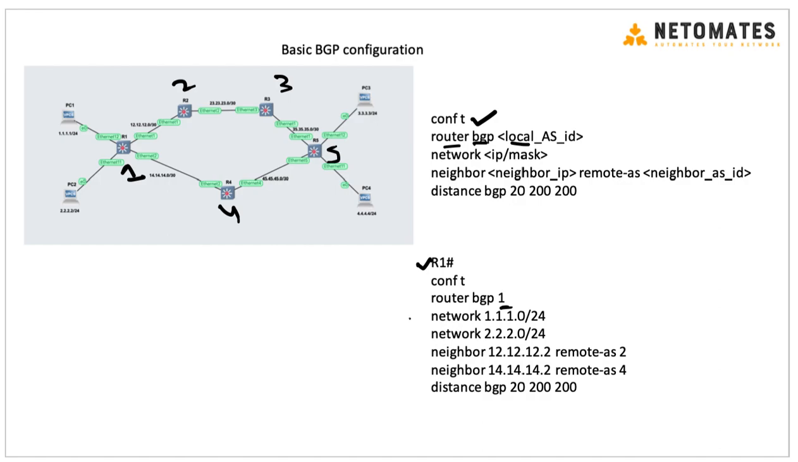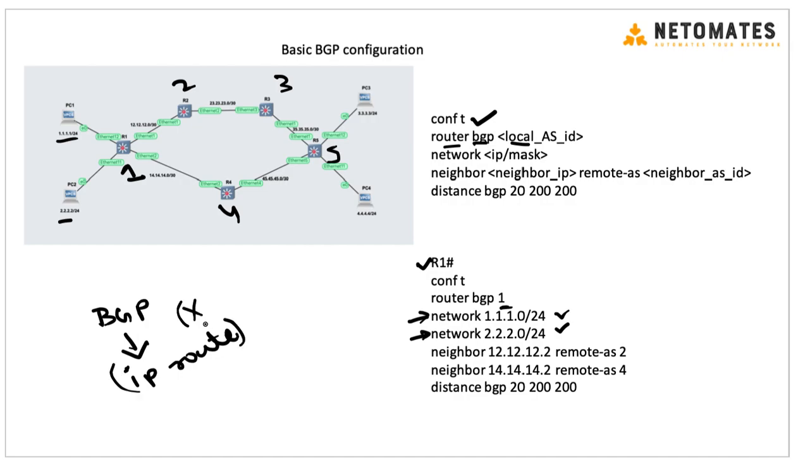Then which networks do you want to advertise? Currently we have 2 connected networks. We are using the network statement so that BGP will advertise these networks. The thing to remember is BGP will advertise the routes only if they are present in the route table. If they are not in the route table, BGP won't be able to advertise the routes. So we use the network commands to inject the routes into the BGP process.